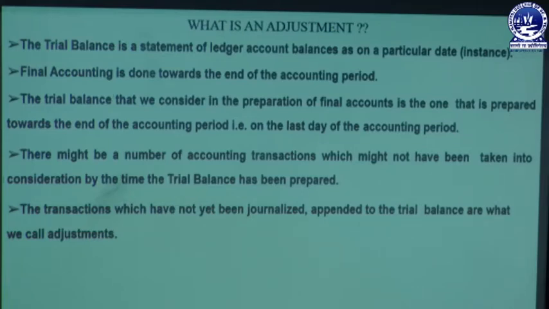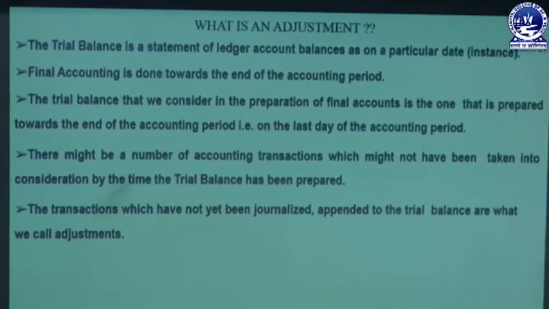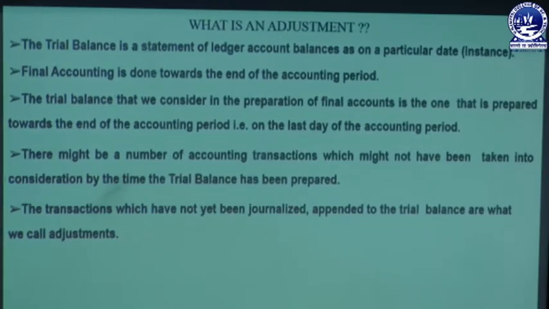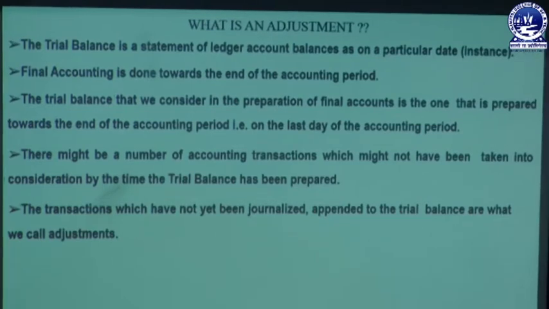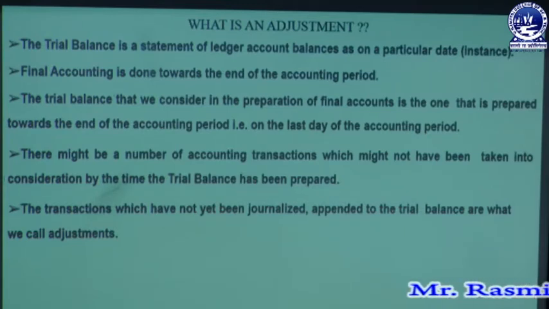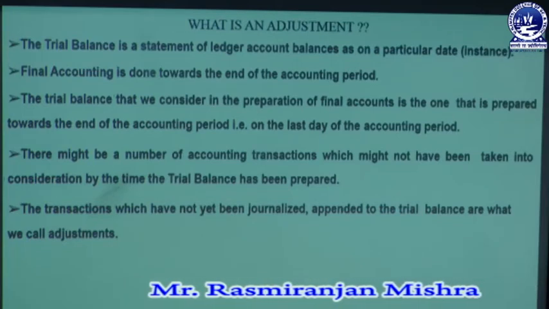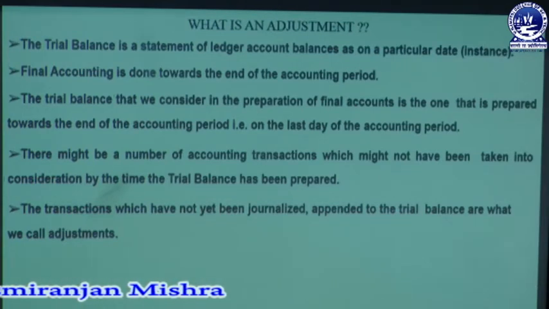There might be a number of accounting transactions which might not have been taken into consideration by the time the trial balance has been prepared. The transactions which have not yet been journalized and appended to the trial balance are what we call adjustments. In every organization the basic motive is to earn profit. That profit is necessary for taking future decisions for growth as well as diversification. So the owner of every business wants to know, at periodic intervals, the position of the organization so as to take decisions in future.